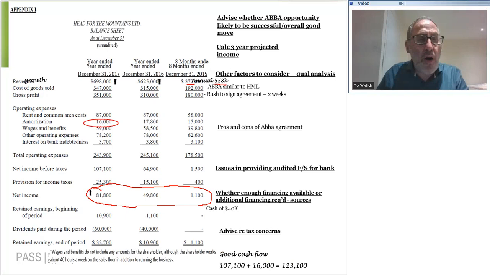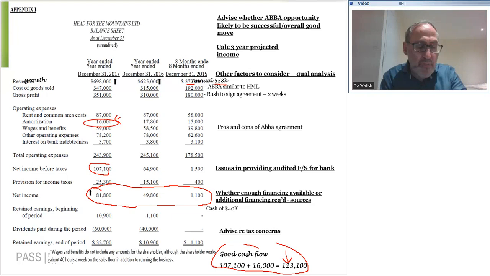The reason why I decided to take a look at the cash flows that the business is generating, all I did was I took 107,000 of income before tax and I added back amortization to come up with cash flow. The reason I was interested in the cash flow is I'm thinking to myself, if she opens up an Abba franchise, it's very possible there'll be negative cash flow in the early years. Not at all uncommon. When you start a new business, very often you have negative cash flow.